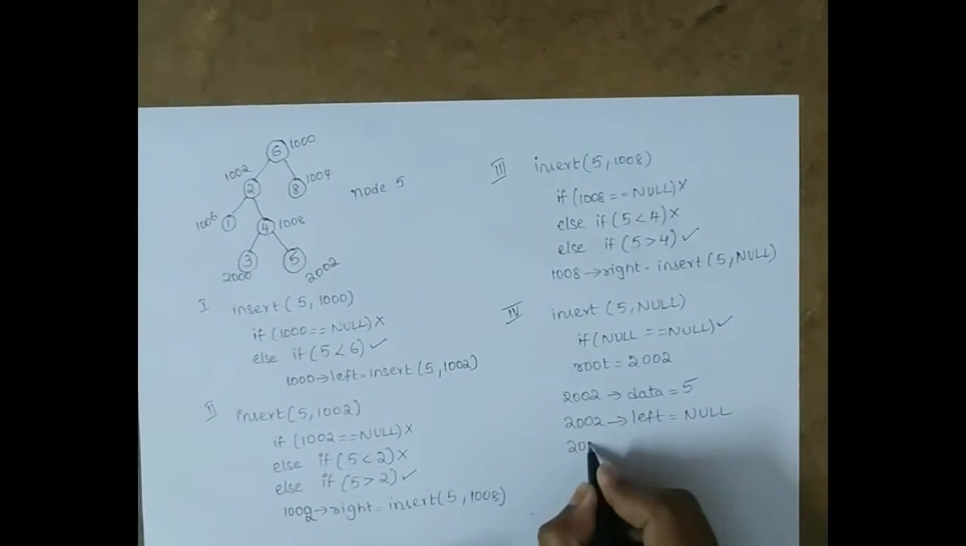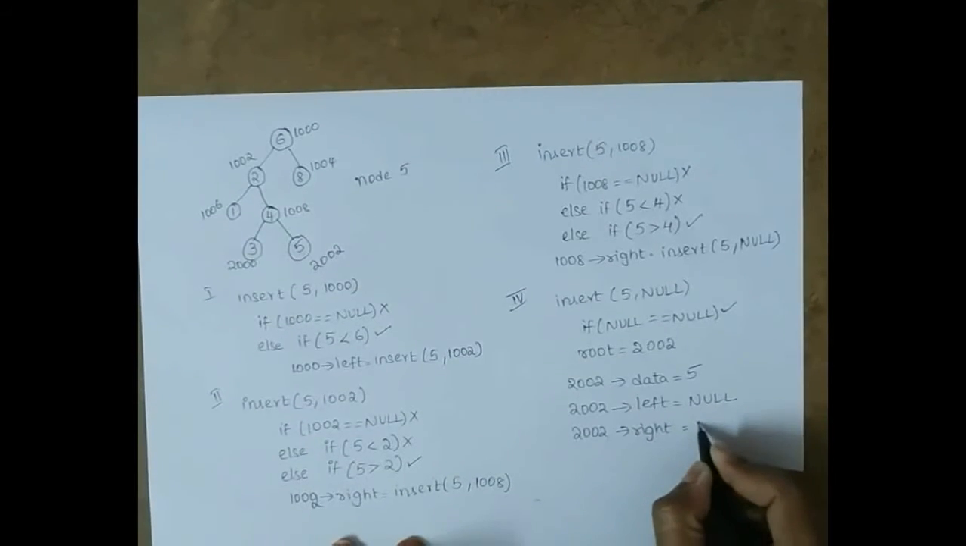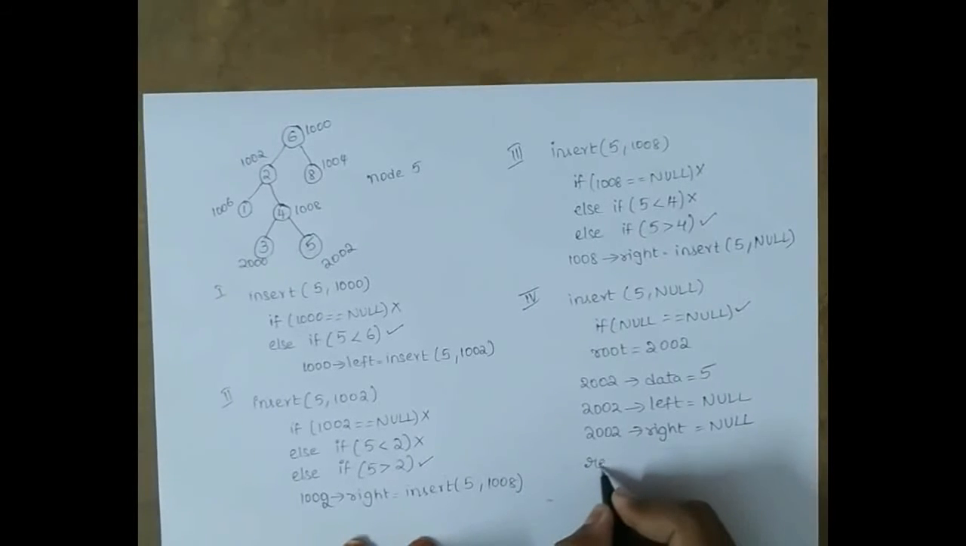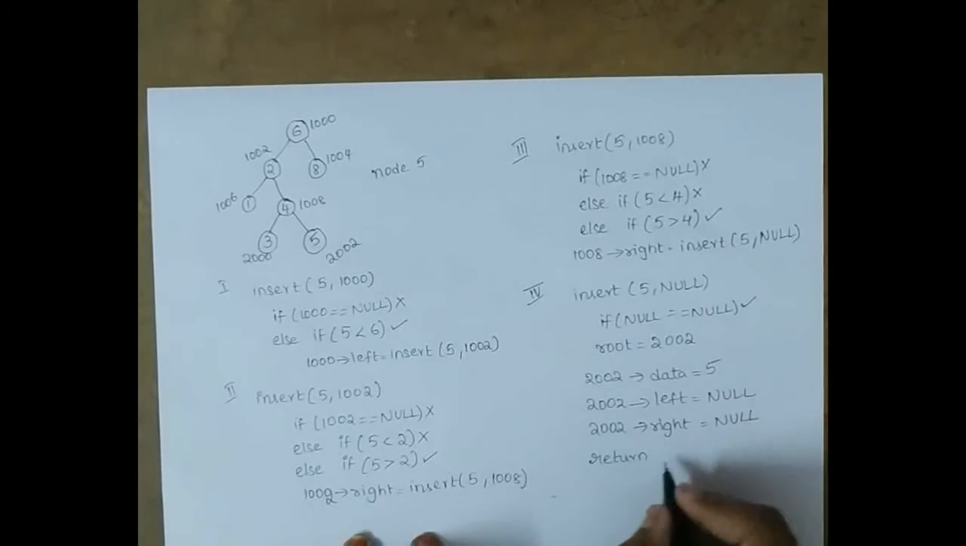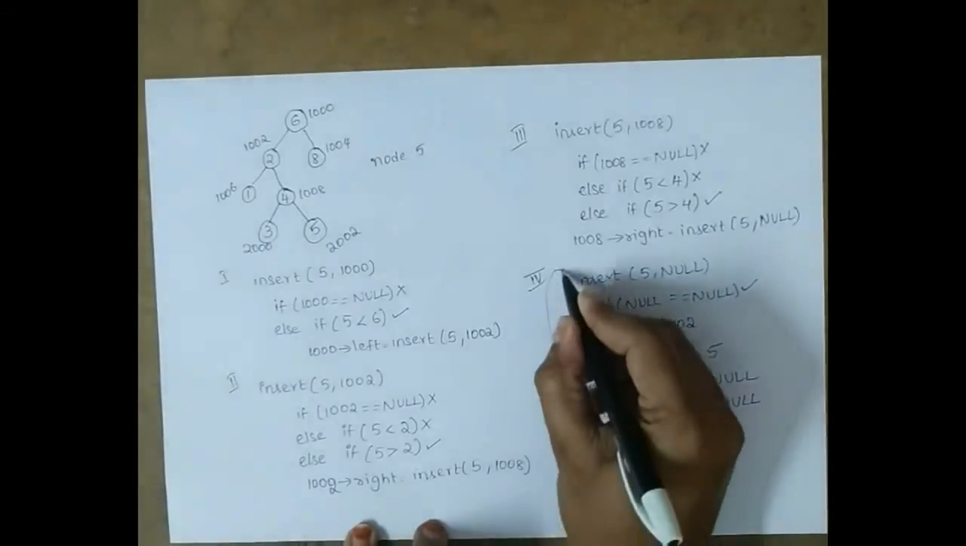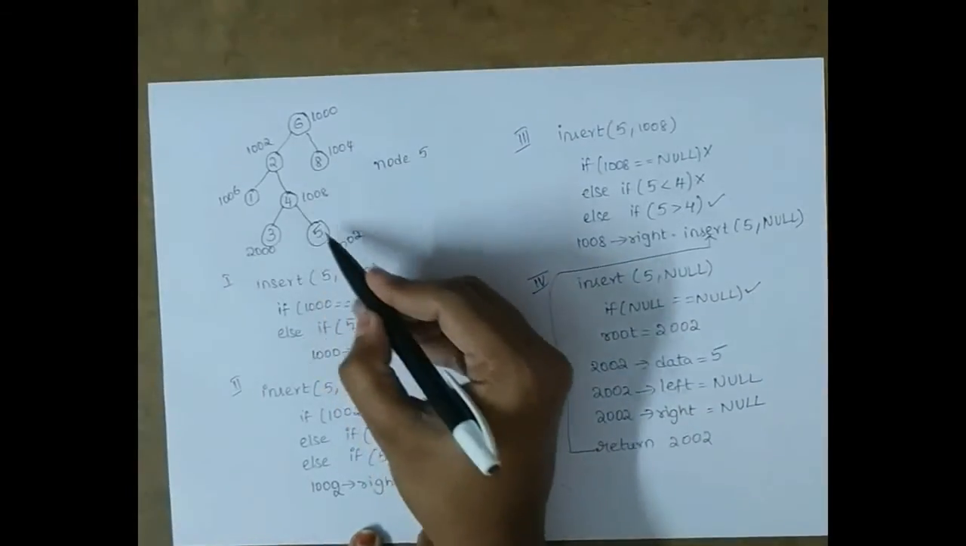and 2002 of right equals to null, which is not having any left or right child, so we are placing null here. So at last I am returning a root value. At present our root value is 2002, which is returned to this function. So 1008 of right is nothing but 2002.